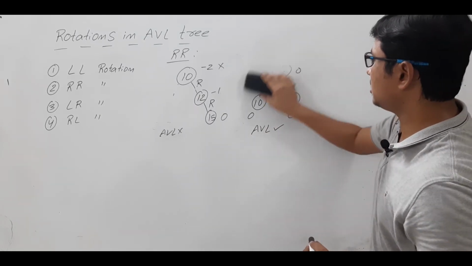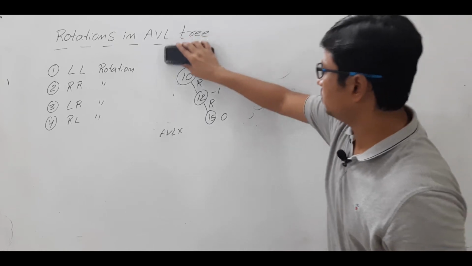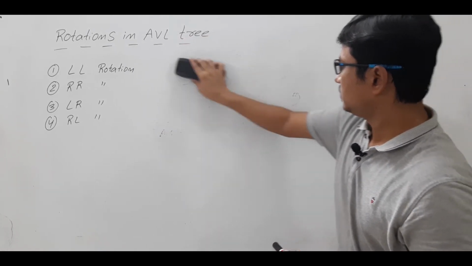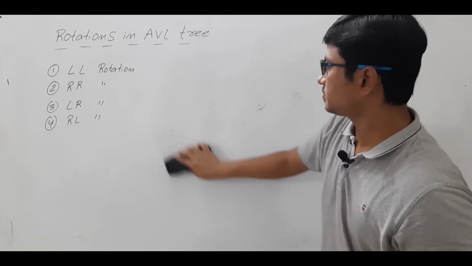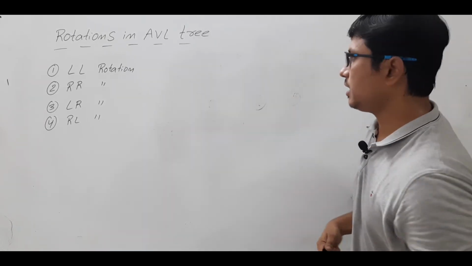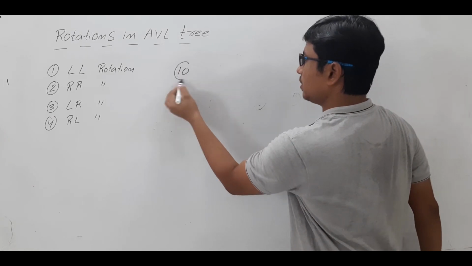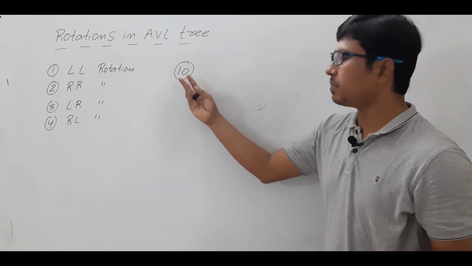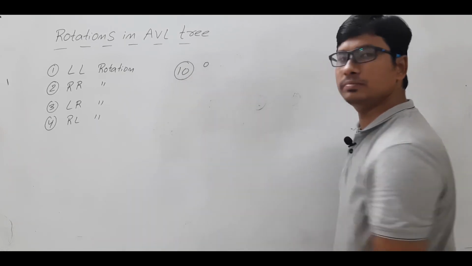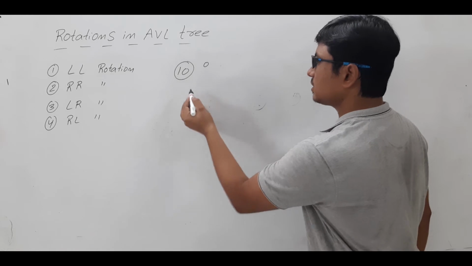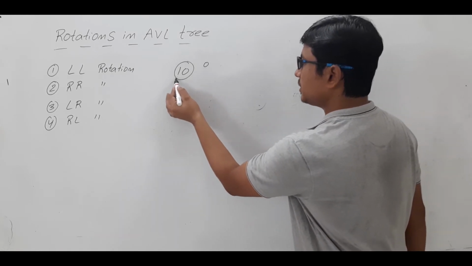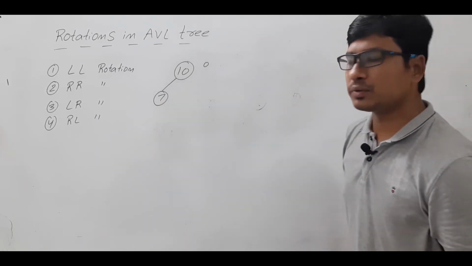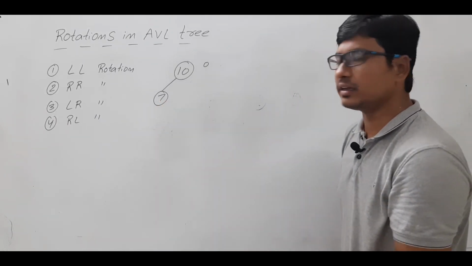Now let me discuss the LR rotation. Let's take that I want to insert 10. As it is a root node and there are no other elements, the balancing factor will be 0. So no problem. Now I need to insert 7. Now 7 will be here. Are you able to understand? Because 7 is less than 10, it will be there.